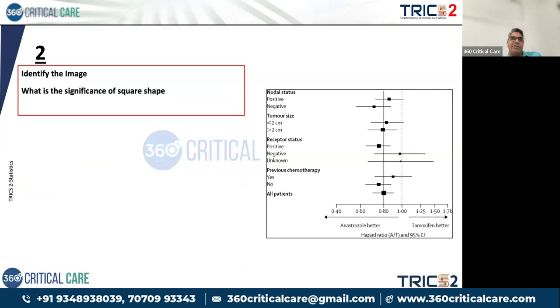Identify the image and what is the significance of the square shape. They are very specifically asking about the square shape. There are multiple squares in it. One is that one. Usually it is a diamond, but now it is a square in this figure. And what about the other squares?